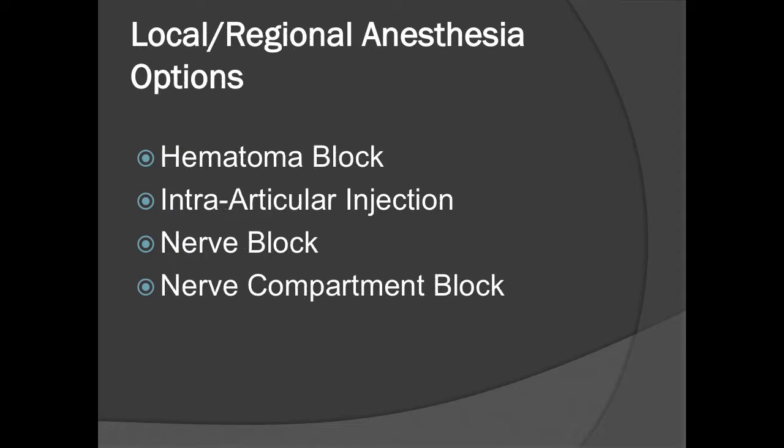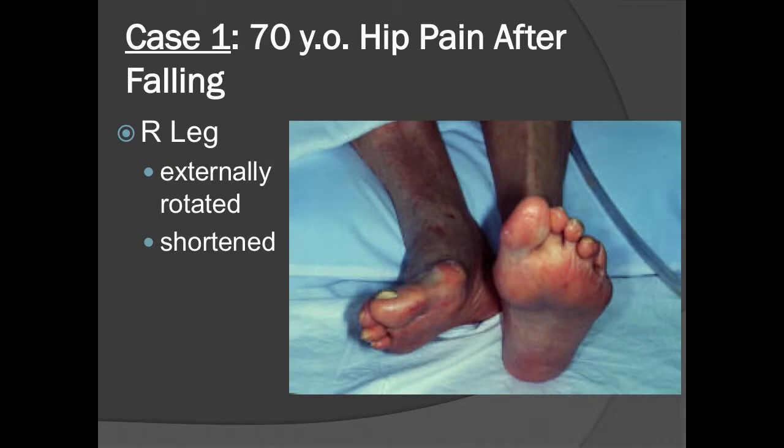So local and regional anesthesia, there are different options we can use. They include things like hematoma blocks, intra-articular injections, nerve blocks, and nerve compartment blocks. Just by a show of hands, how many of you are doing nerve blocks, nerve compartment blocks in your ERs? Great, that is awesome. I feel like with our ERs being impacted today, and you can't get beds, and getting a consultation takes so much time, it's really important to start doing more of these regional blocks.